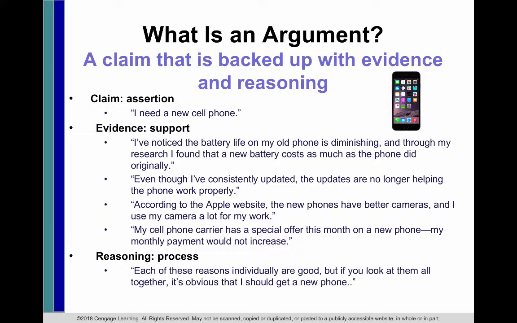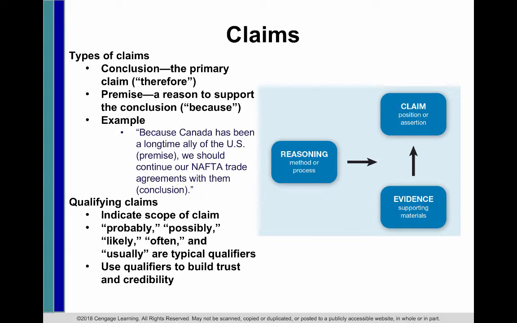Finally, the reasoning process links the evidence back to the claim. In this case, it's fairly obvious. As this person says, each of these reasons individually are pretty good reasons to get a new phone, but if you add them all up together, this person has made an excellent case for getting a new phone. This form of reasoning is called inductive reasoning, which we'll discuss later. Suffice it to say that this is a fairly strong inductive argument and the kind of thing that we do all the time. So let's look at each part of an argument.